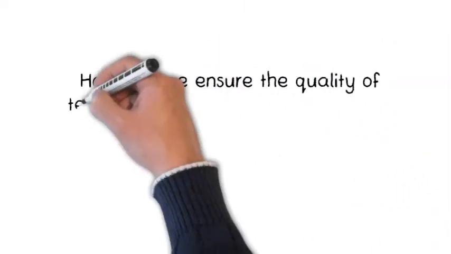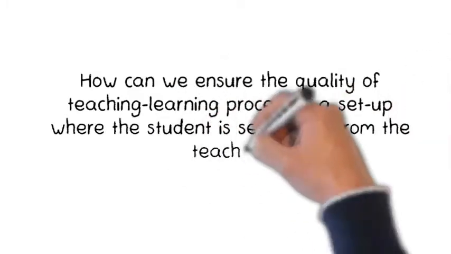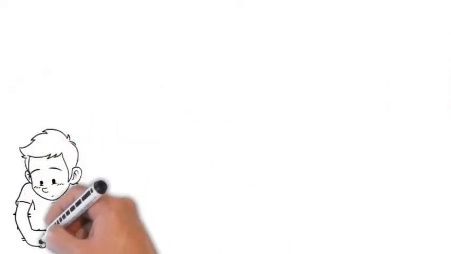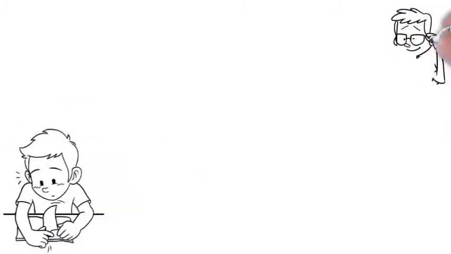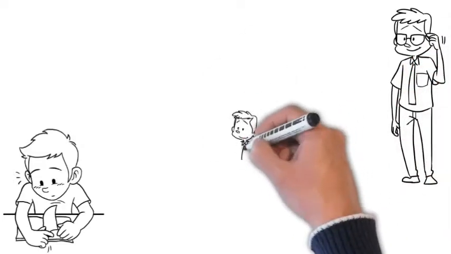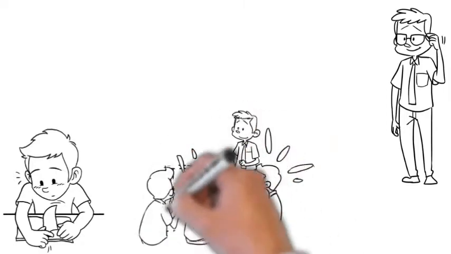How can we ensure the quality of the teaching-learning process in a setup where the student is separated from the teacher? An advantage of distance education is that education may be pursued by learners even if separated from the teacher and the institution in time and place. A consequence that may be noted is the lack of eye contact in teacher-learner communication.